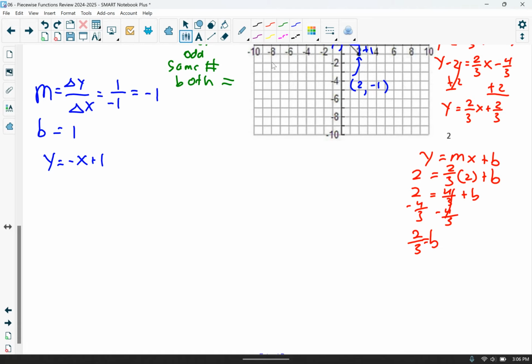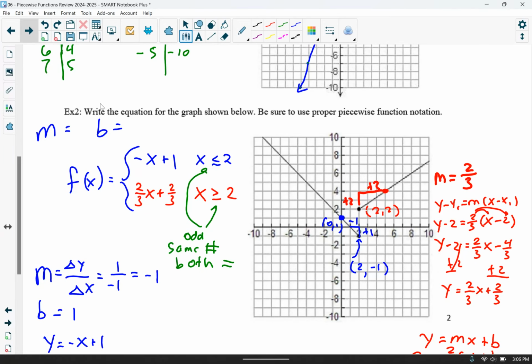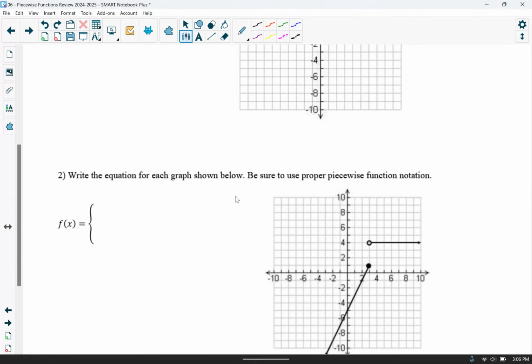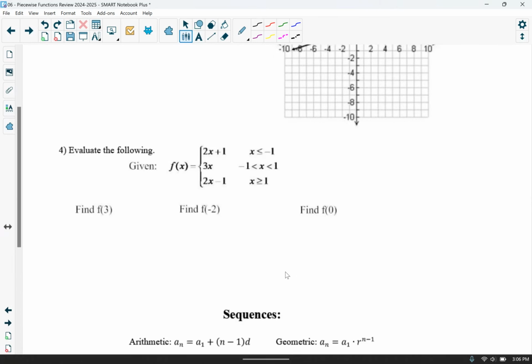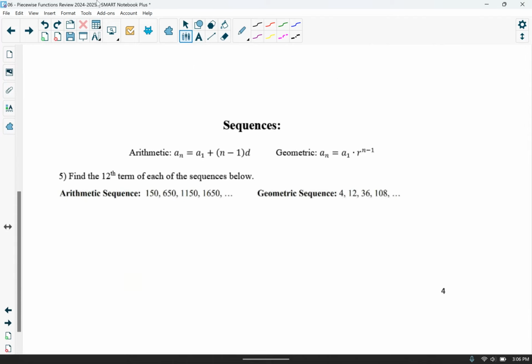Okay, so hopefully that's a good review of our piecewise functions. If you're looking for more piecewise functions practice, those will be the next pages in this packet. There's also options on Delta Math, as well as options on Booklet and Delta Math for the arithmetic and geometric sequences.